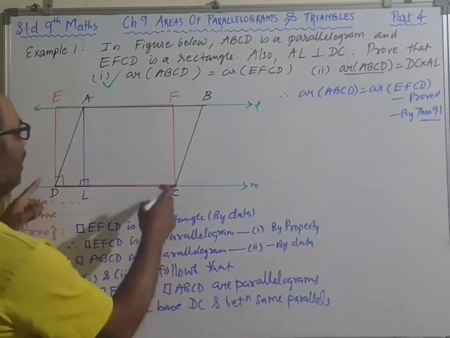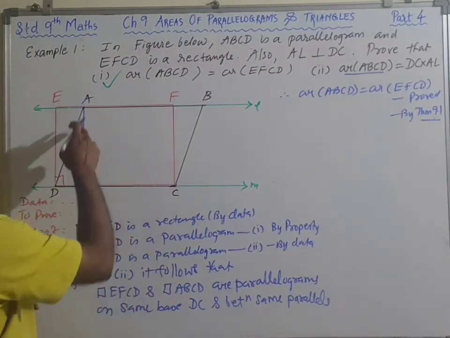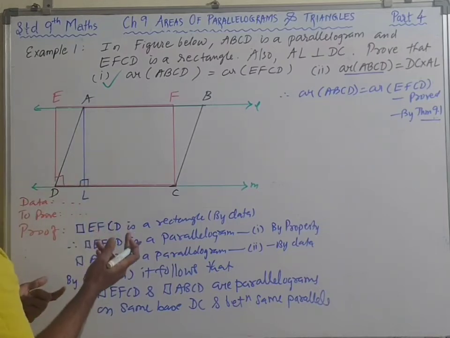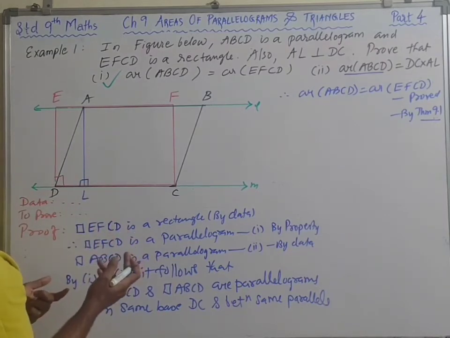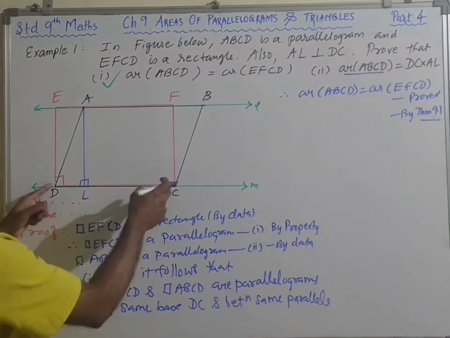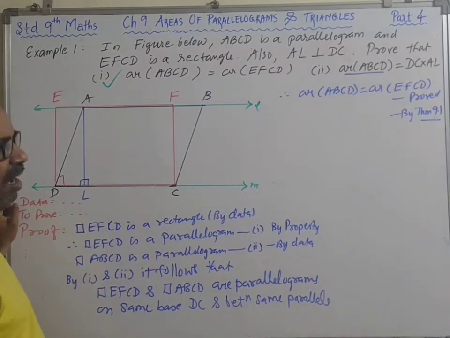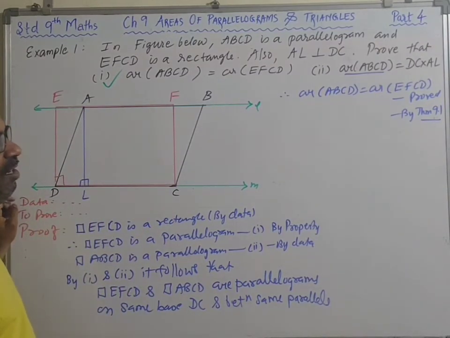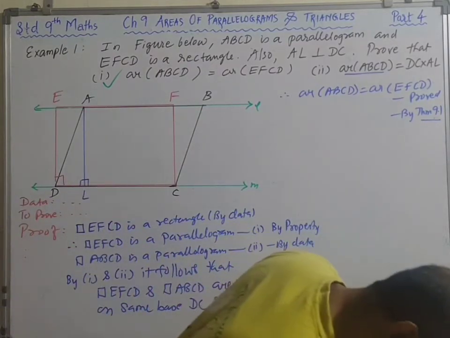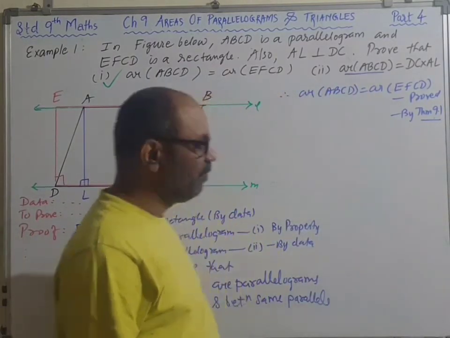Now what is DC here? And what is AL? Area of parallelogram. DC is the base and AL is the altitude, by definition. Just check. Yes, it is ABCD only.